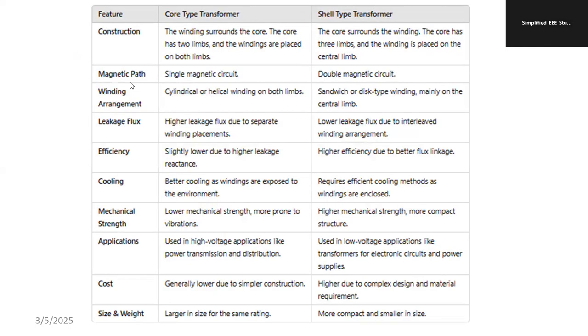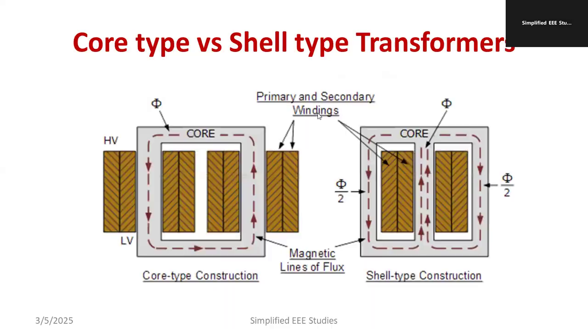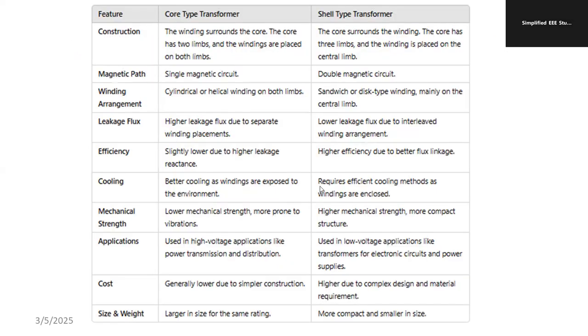Similarly, if I talk about the magnetic path, the core type transformer has a single magnetic circuit, whereas the shell type transformer has two separate magnetic circuits. It is pretty clear. The flux moves from one end to the other through a single path, whereas the flux is divided in the case of the shell type transformer. The total value of flux, say phi, is divided as phi by 2 and phi by 2. Total phi is getting divided.